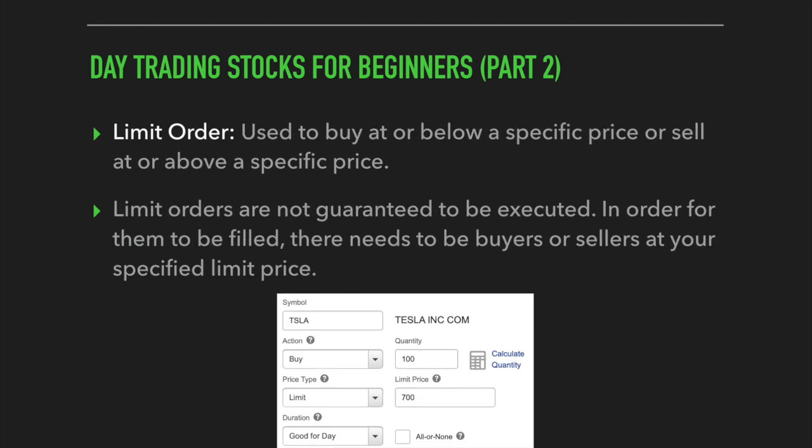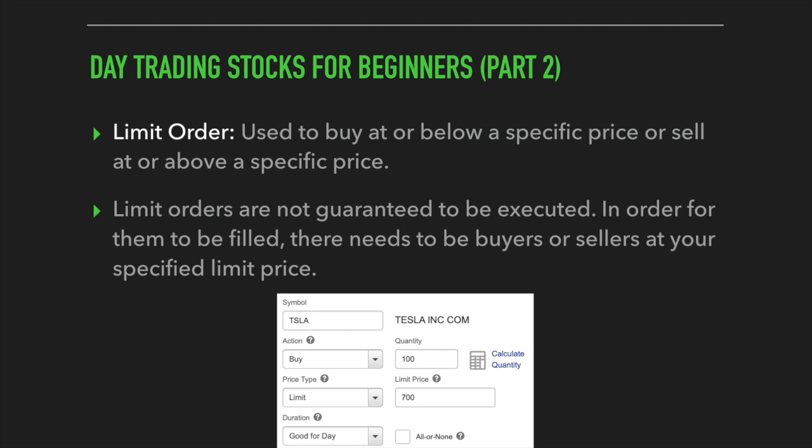The next type of order that you can use is what is known as a limit order. Now, I personally use limit orders on just about every single trade, both to enter and exit my trades. And this is an order type that is going to be used to buy at or below a specific price or to sell at or above a specific price. Now, because of that, limit orders are not guaranteed to be executed. In order for them to be filled, there needs to be buyers or sellers at the specified limit price.